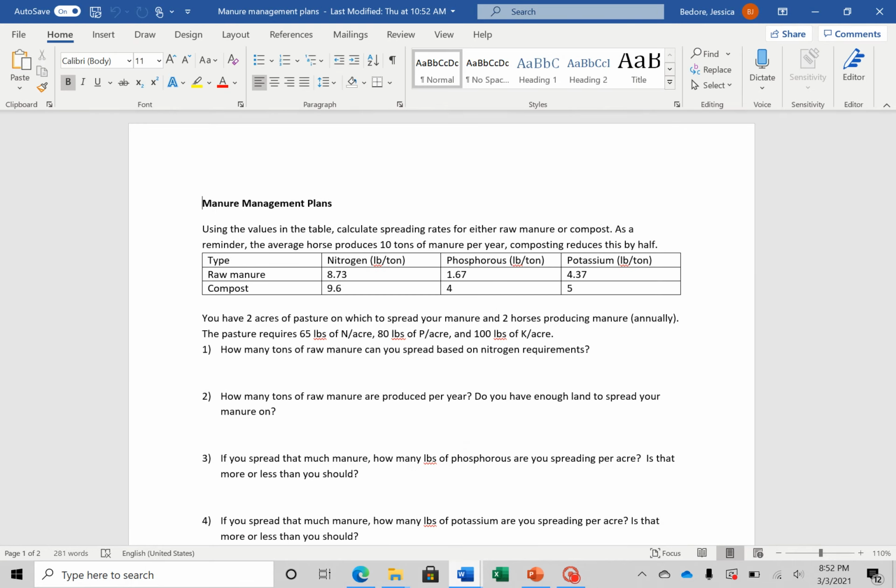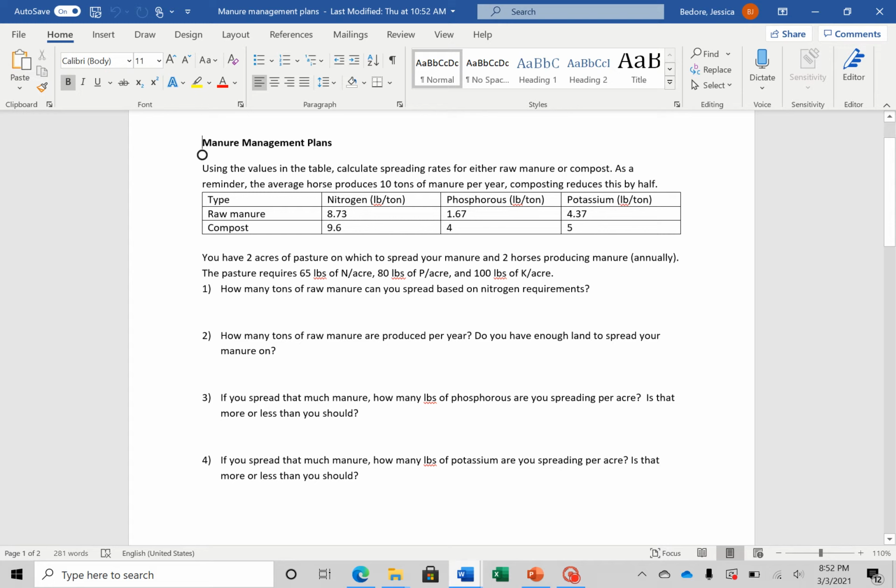And the second one is a manure management plan. So in this example, what I've given you is the fact that the average horse produces 10 tons of manure per year. You have 2 horses. So if you have 2 horses and they each produce 10 tons of manure, then we're getting 20 tons of manure every year. Keep in mind that composting reduces this by half. So if you compost, you actually have 10 tons. So raw manure is 20 tons. Compost is 10 tons.